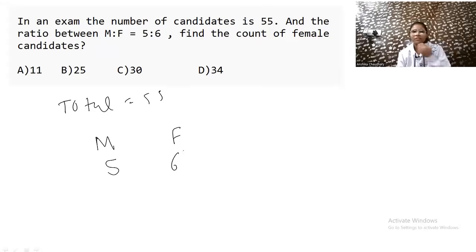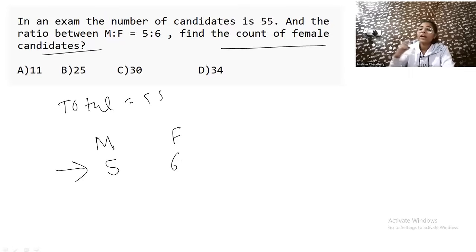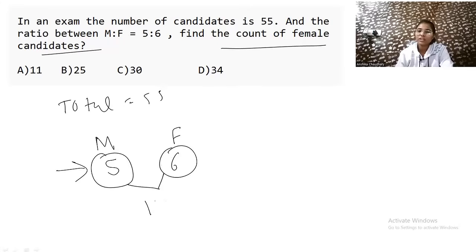You don't need to be afraid of ratio and proportion. Just consider that there are only 5 males and only 6 females. Find out the count of female candidates. Here you are considering 5 males and 6 females, but in actual, because this is the ratio, according to us there are a total of 11 candidates. But according to the question there are 55 candidates, right?